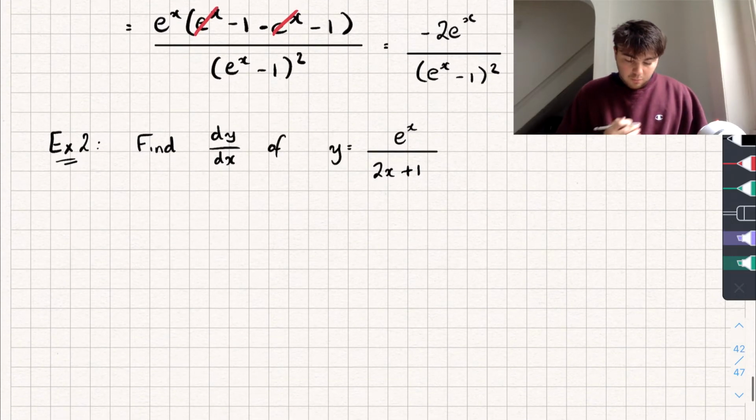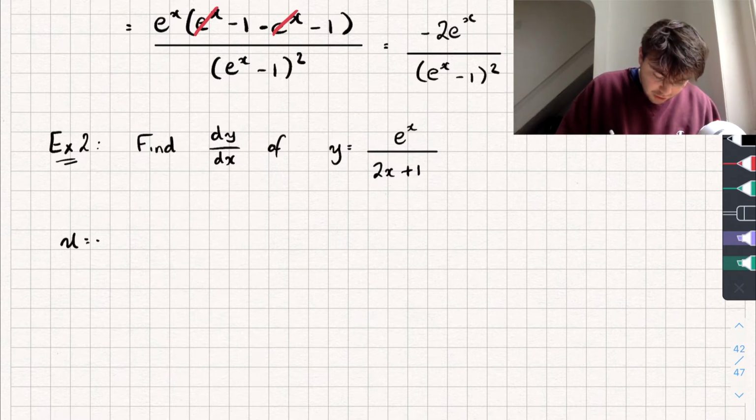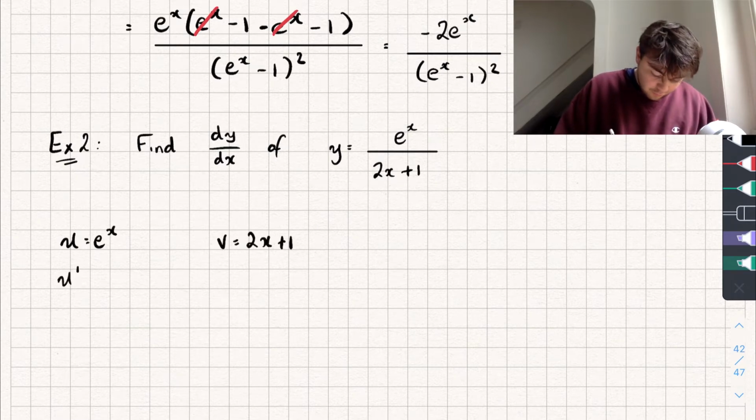Let's look at the second one, where we need to find the derivative of e to the x, all divided by 2x plus 1. And so in this example, my function u is going to be e to the x, and my function v is going to be 2x plus 1. So the derivative of u, that's just going to be e to the x, and the derivative of v, that's just going to be 2.